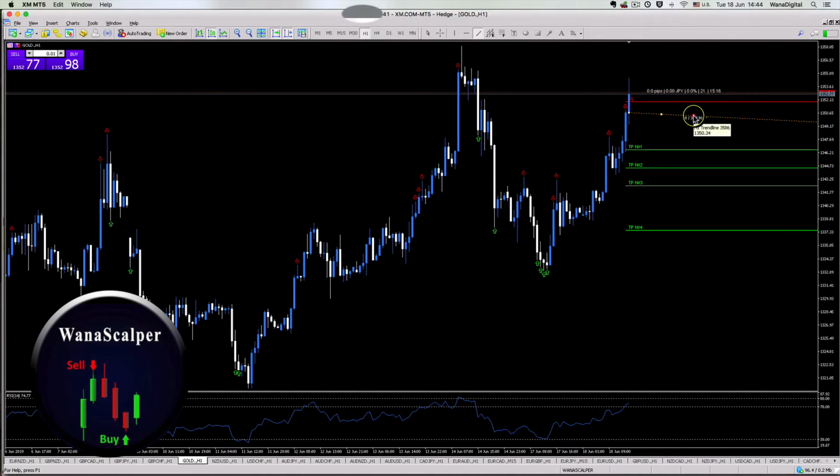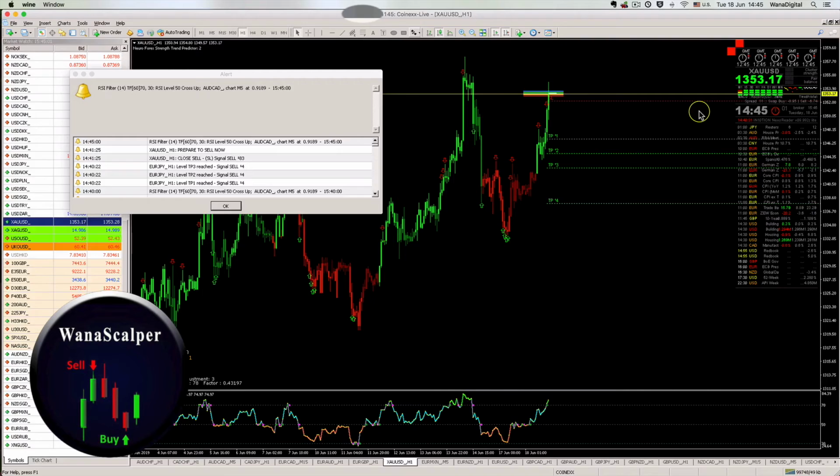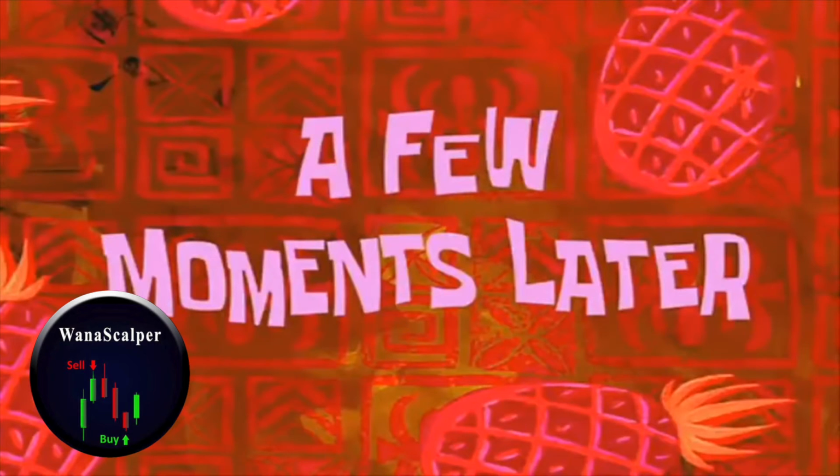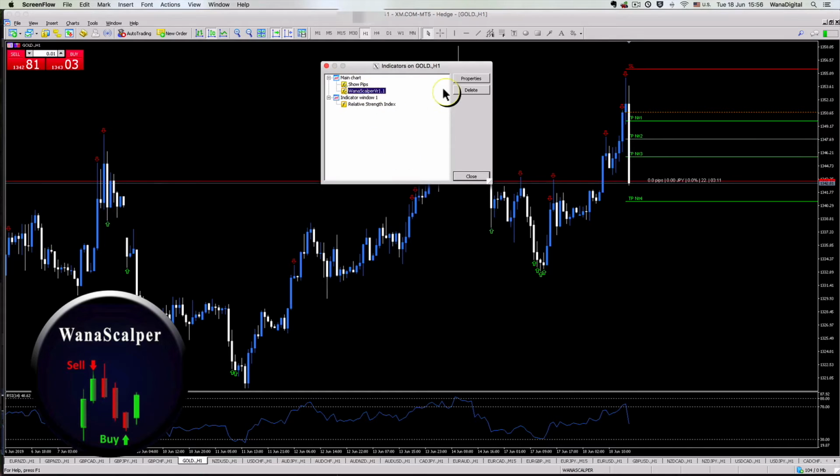We're going to wait and see what happens after this, because we still have an opportunity to get into the next trade when we get a new signal. So we're going to just sit and wait for the next signal. A few moments later.